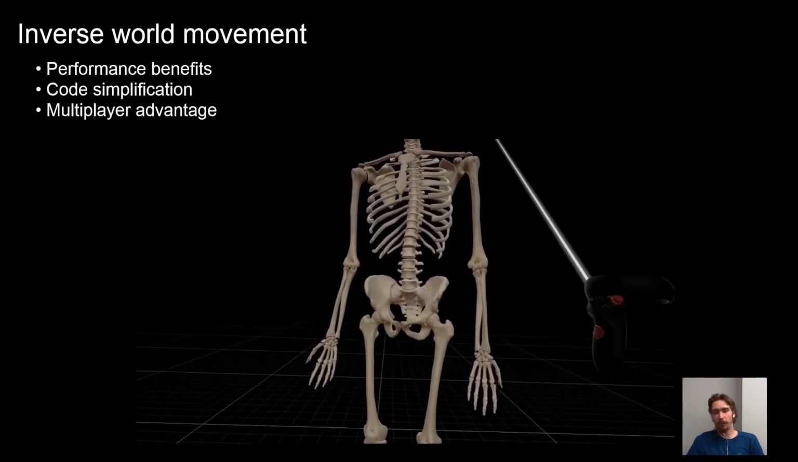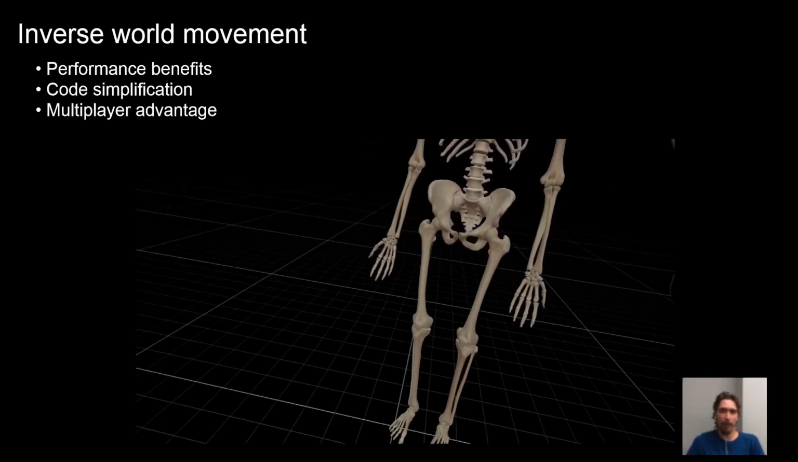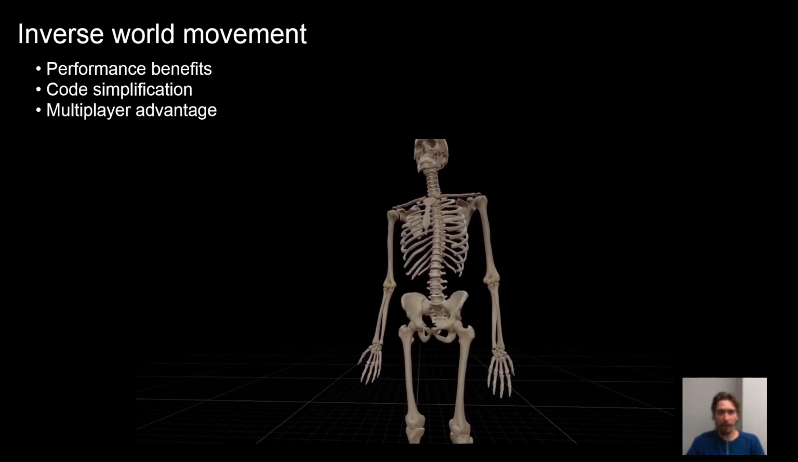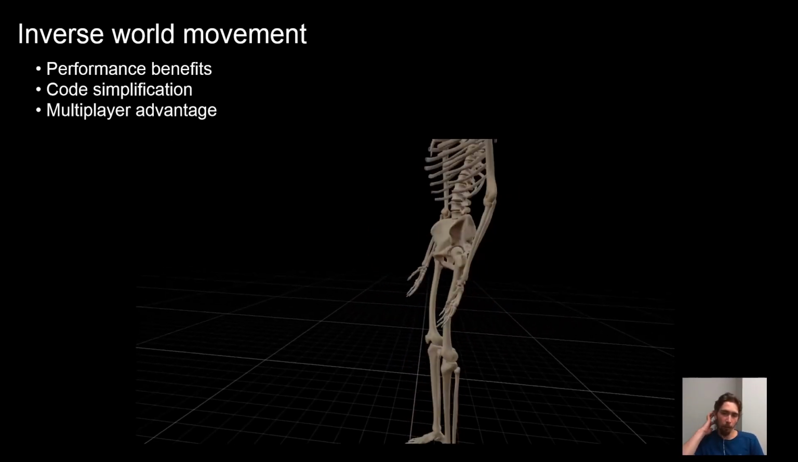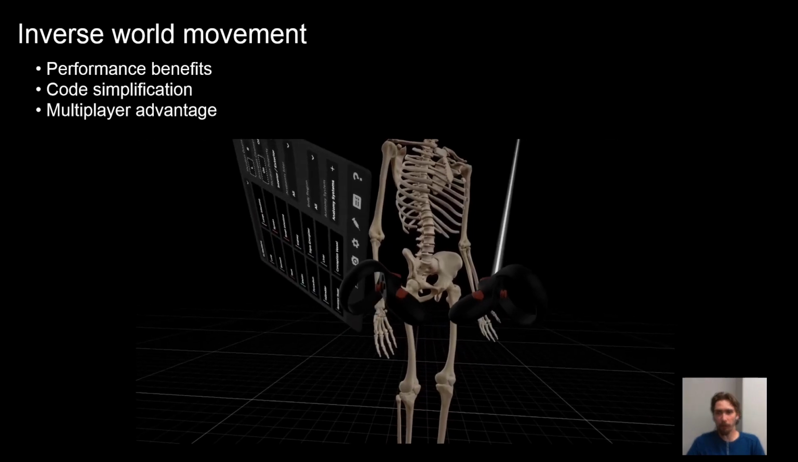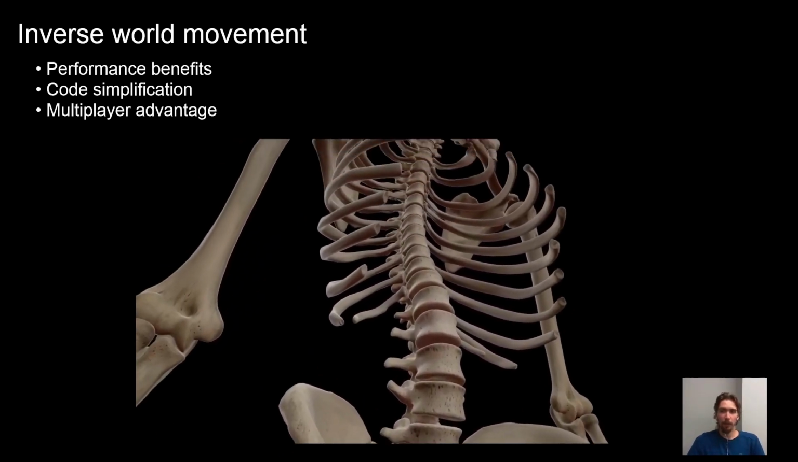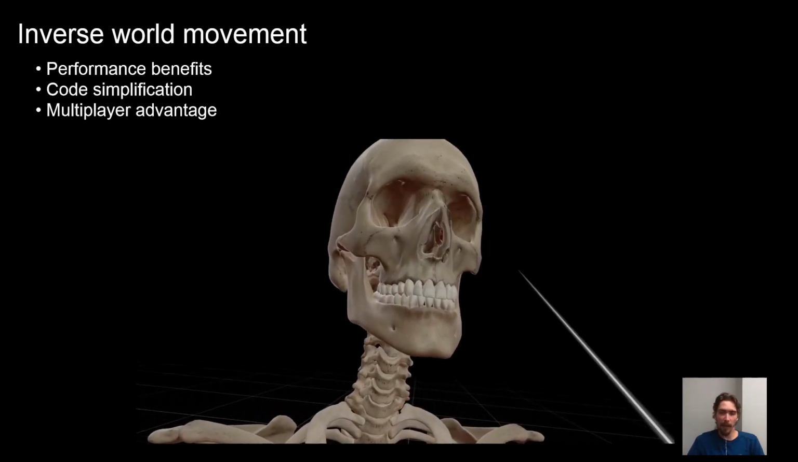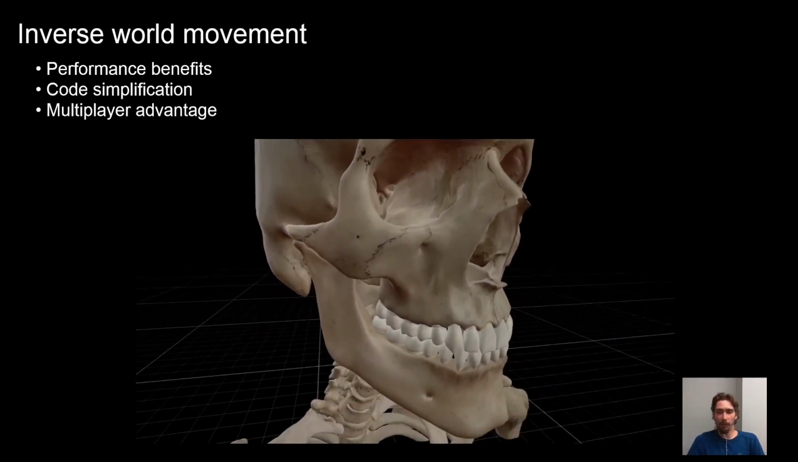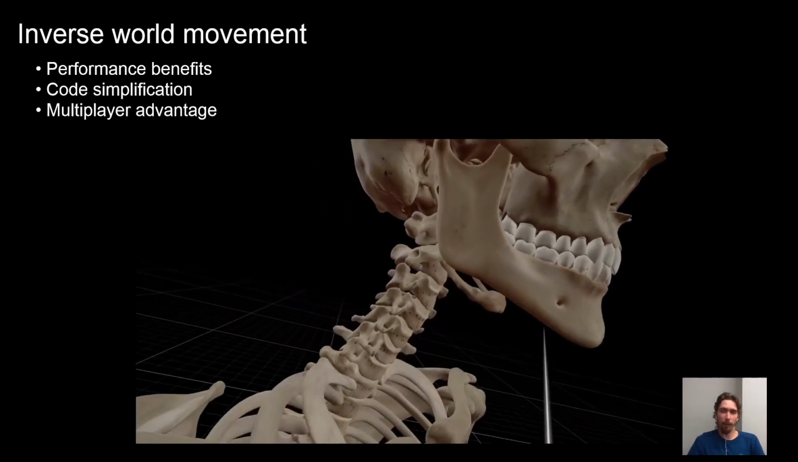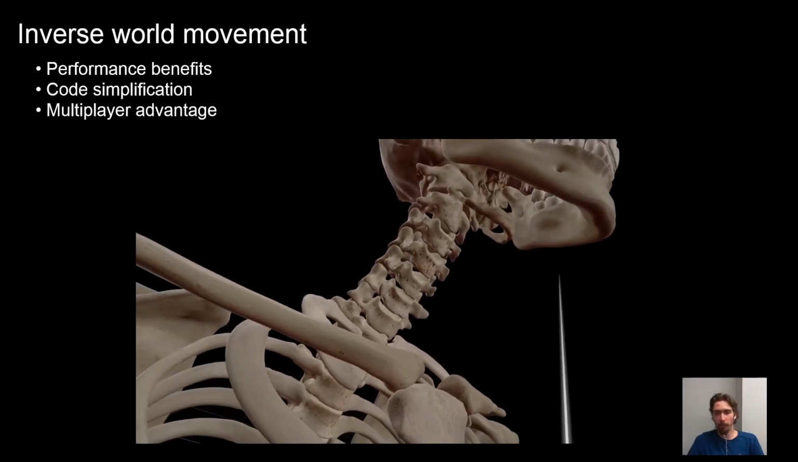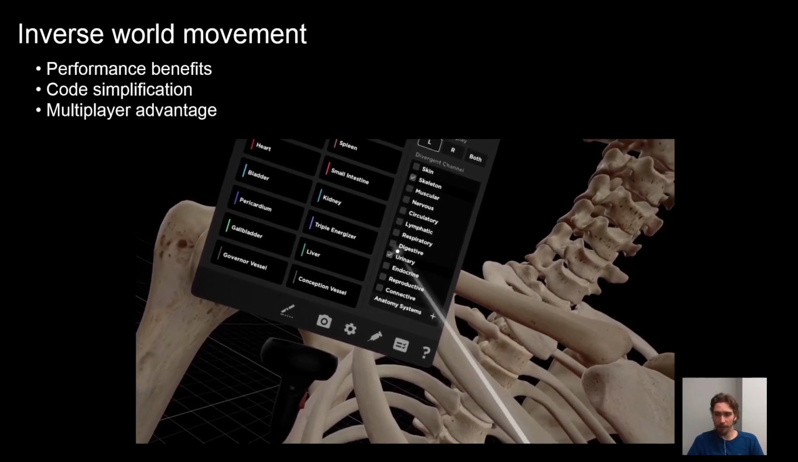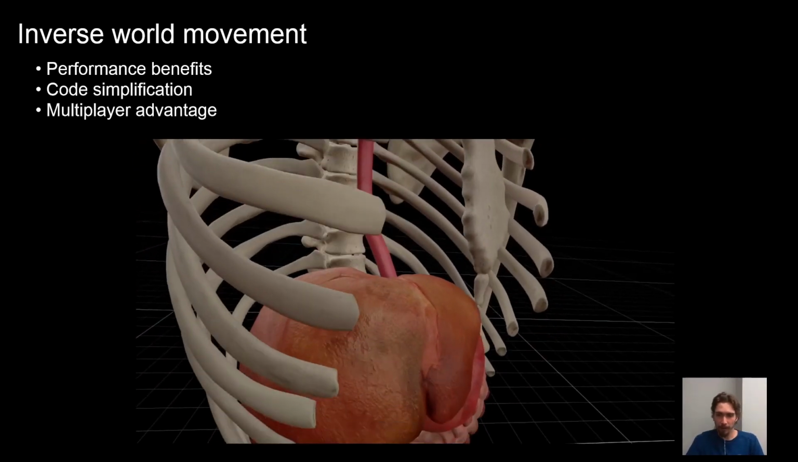The first thing we do to make the hurdle of displaying so many meshes easier on the hardware is use inverse world movement, which means that whenever the player wants to move, rotate or scale the body, we instead move the player and some other meshes that are supposed to look static, such as the floor, in the opposite direction. So whenever the player would like to move the body up, we instead move the player and the floor down, and this creates the illusion of the body moving up while the body actually stays stationary.